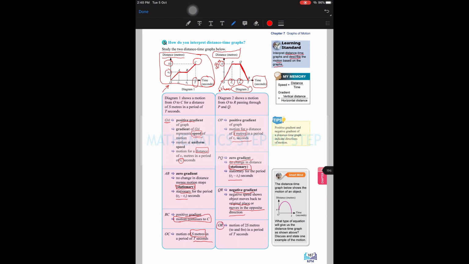Then OR. OR meaning that from the starting point to the end point, what conclusion can we make? The motion of 2s meters to and fro in a period of t seconds, okay? So like what I've shared with you just now as an example, initially, let's say Ali is at home, okay? Then he went to gym. Then from t1 to t2 seconds, okay? And then he goes back to his house, okay? So from his house to gym is s meters. So in total, he already traveled 2s meters, okay?